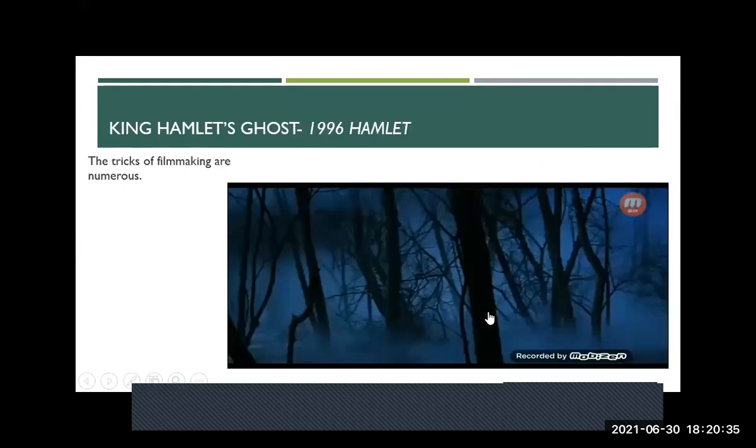And also, there are certain tricks of filmmaking. We are doing acting, right? So there is a character, the ghost in Hamlet. How does Kenneth Branagh have it in his movie? So how will the director play this ghost?